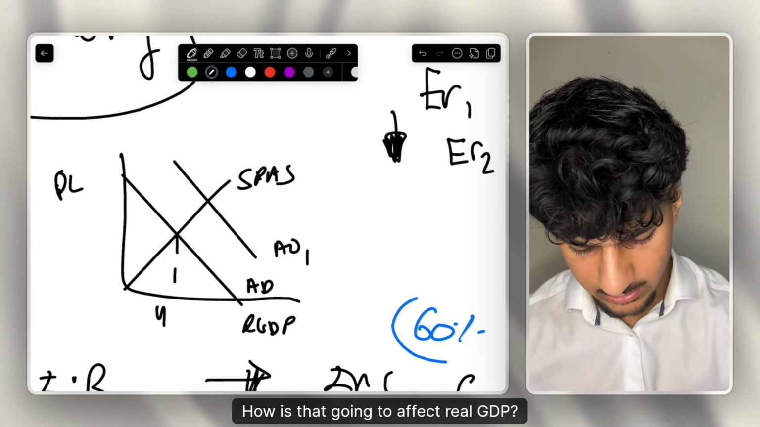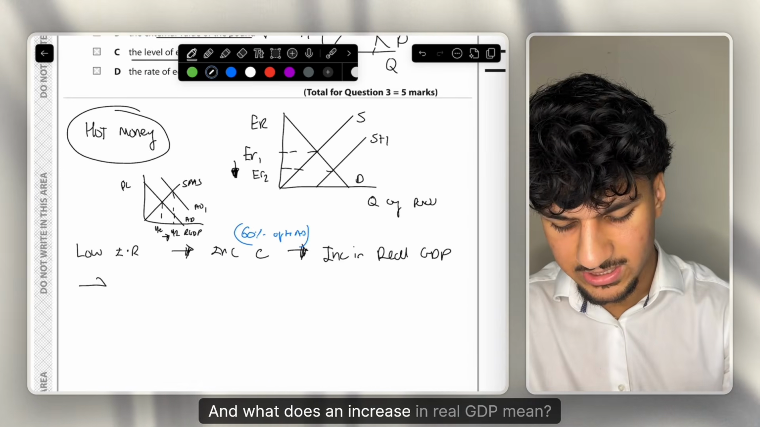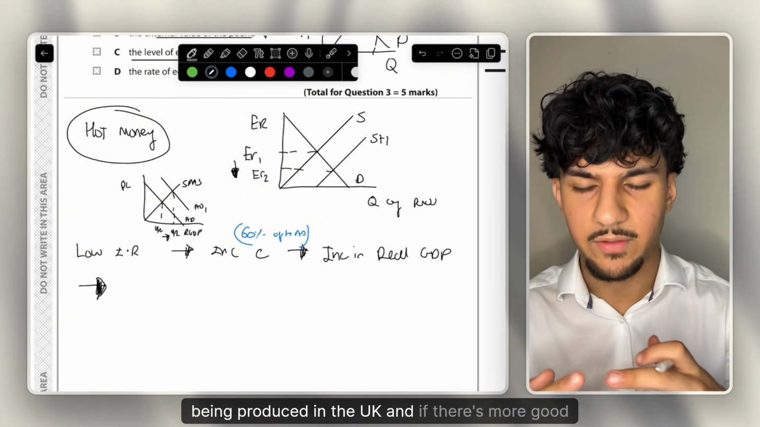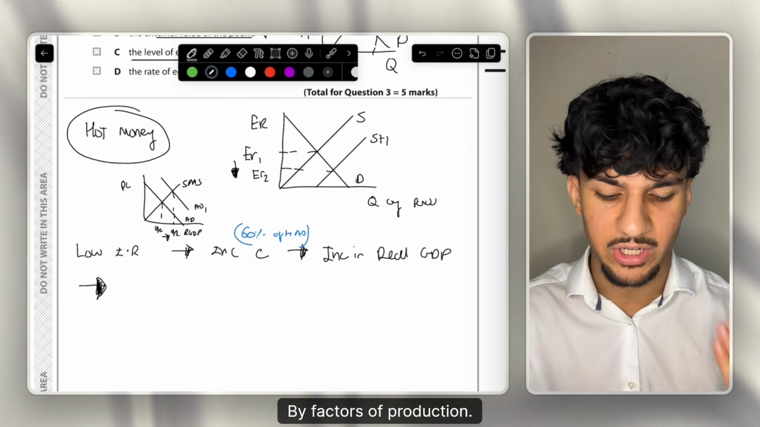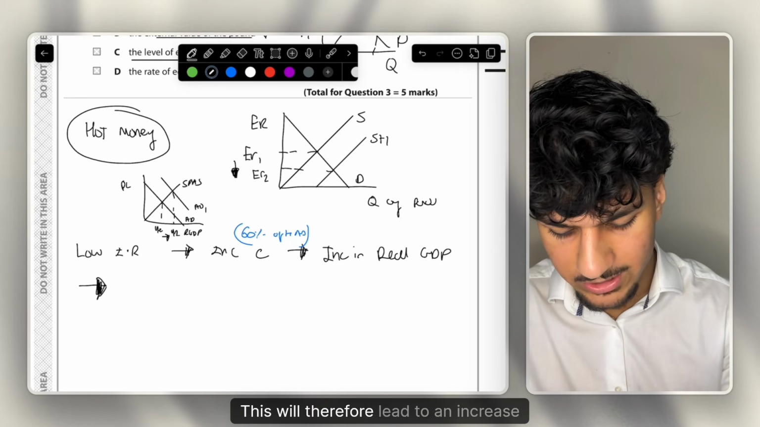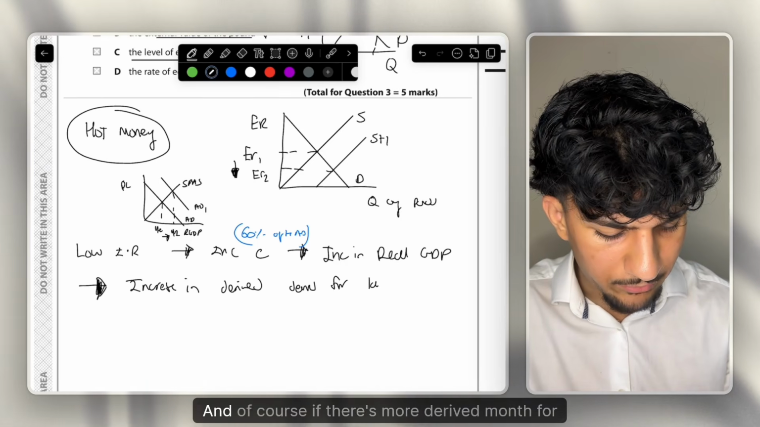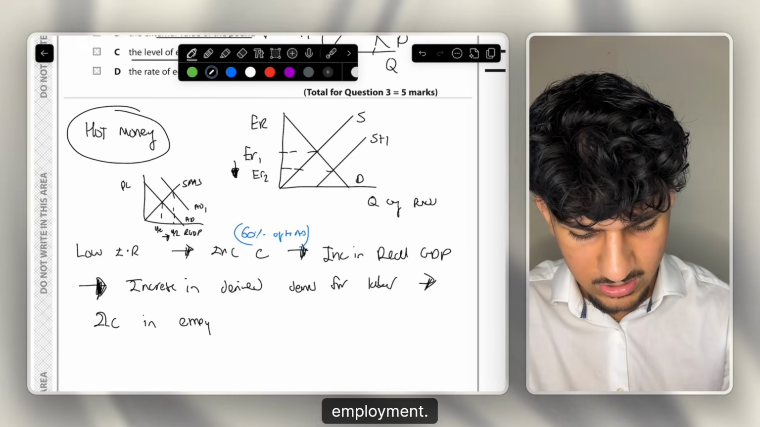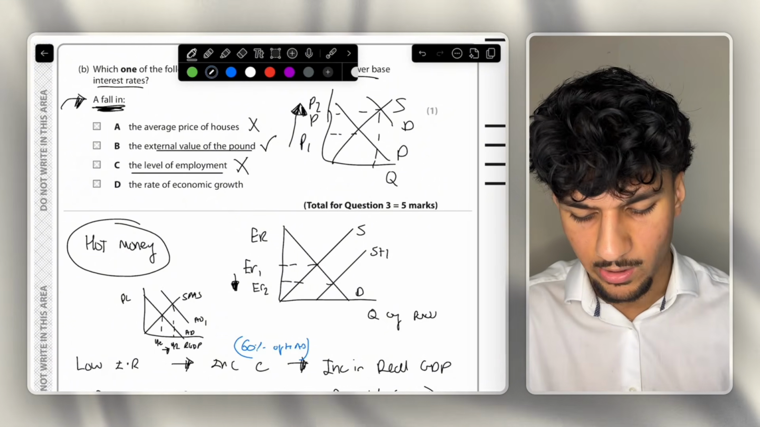How is that going to affect real GDP? Real GDP is going to increase from Y to Y1. And what does an increase in real GDP mean? It means there's more goods and services being produced in the UK, and how do we produce these goods and services? Via factors of production, and one of the main factors of production that produces goods and services is labour. So there's more GDP. This will therefore lead to an increase in derived demand for labour, and of course, if there's more derived demand for labour, this leads to an increase in employment, and this says there's going to be a fall in the levels of employment, thus meaning that C is not correct.